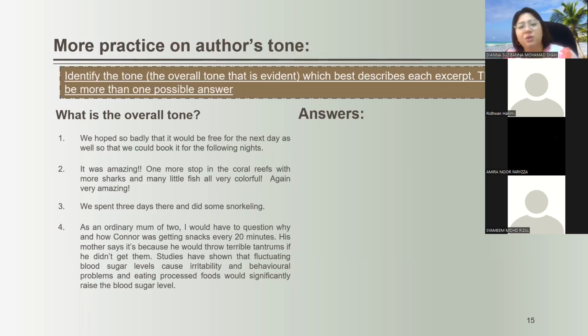Okay, so it was amazing. One more stop in the coral reef with more sharks and many little fish, all very colorful. Again, very amazing. Okay, underline amazing, for example, and then maybe you can somehow underline coral reef with more shark and many little fish, all very colorful. So from this word, identify the tone. Okay, happy ke?